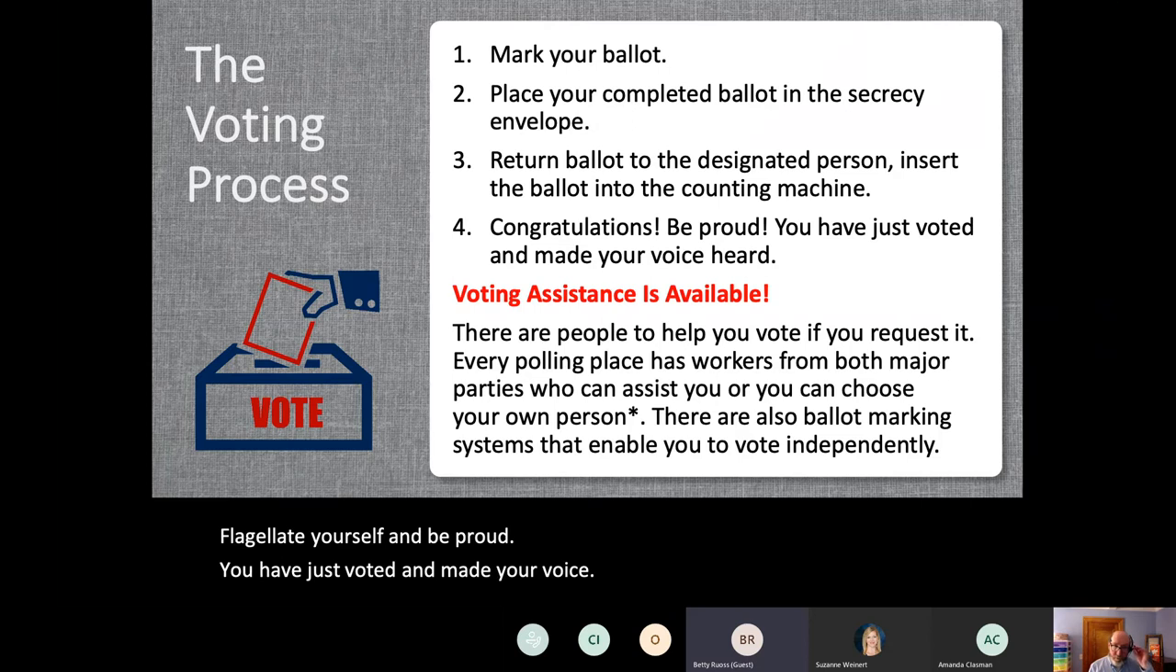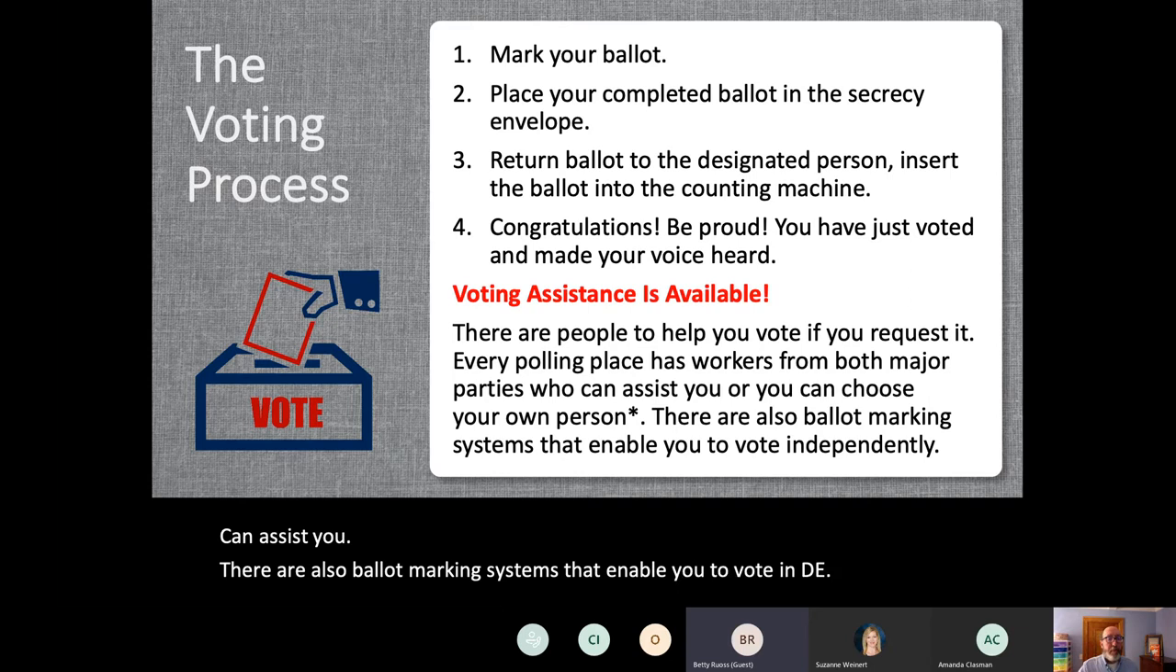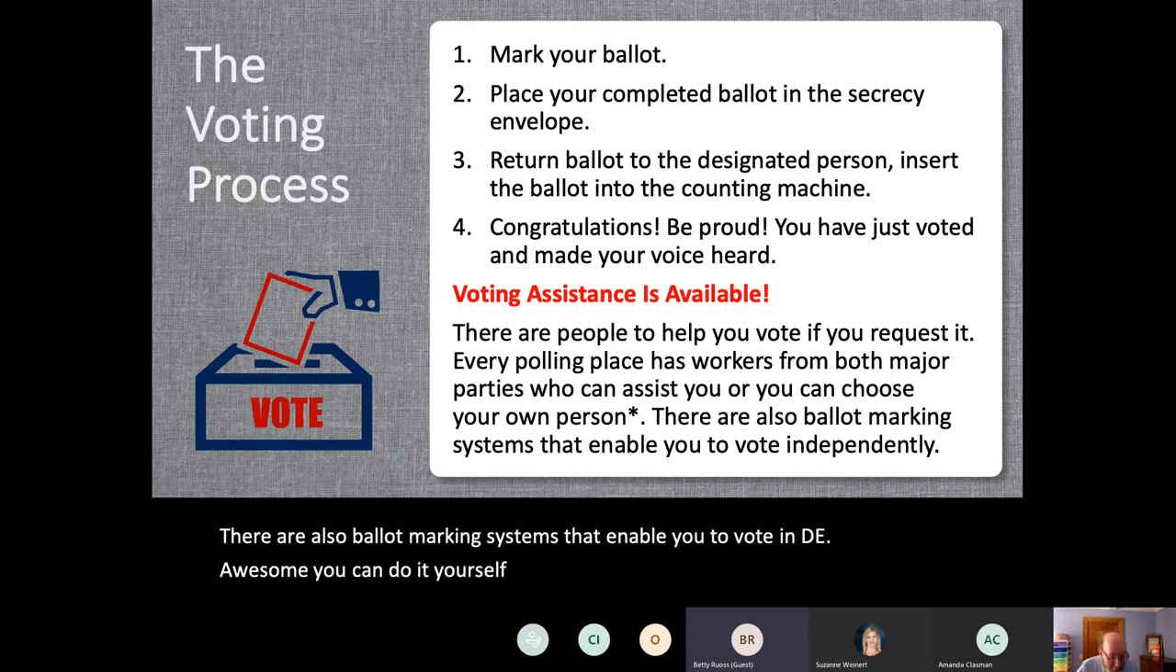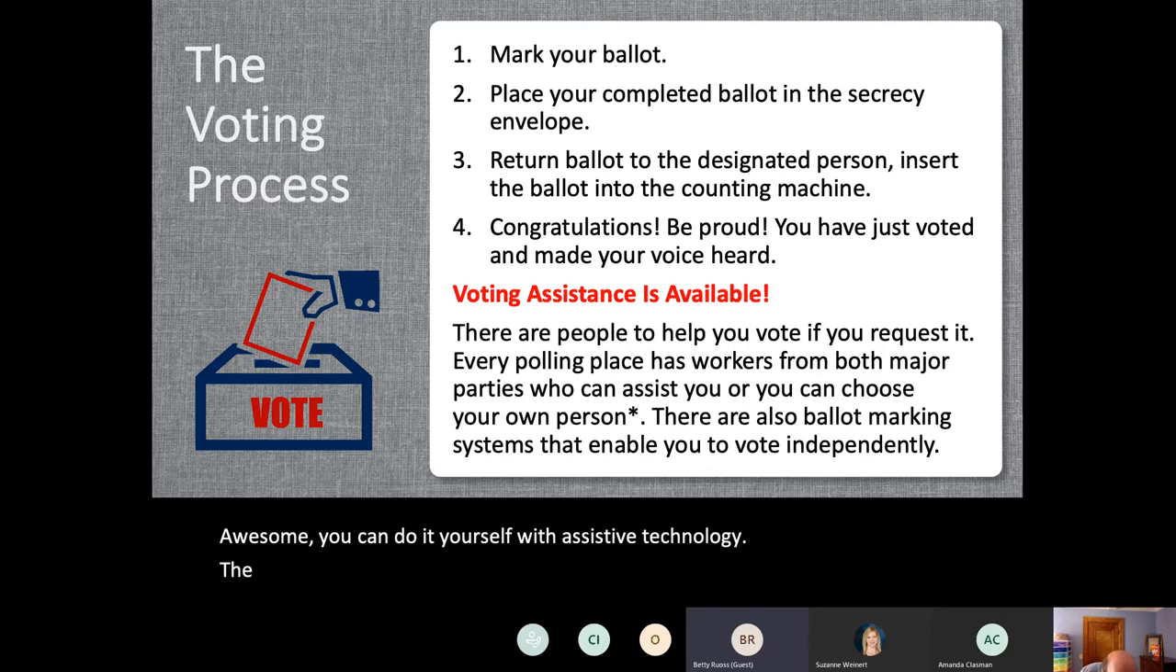Voting assistance is available. There are people to help you vote if you request it. Every polling place has workers from both major parties who can assist you, or you can use your own person. There are also ballot marking systems that enable you to vote independently. Often, you can do it yourself with assistive technology, like the Hart InterCivic writer or the ES&S Voter Assist terminals. Now, we are going to hear a little more about voter assist terminals.